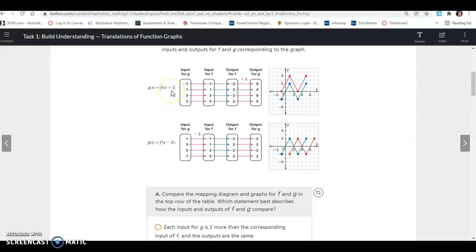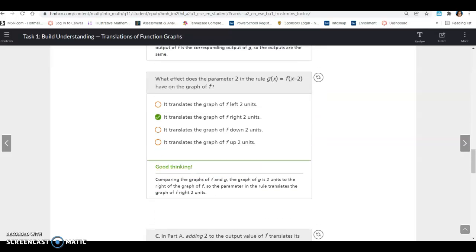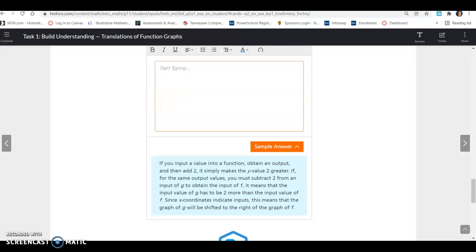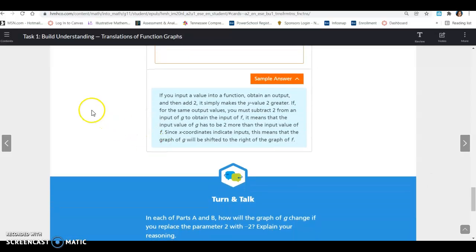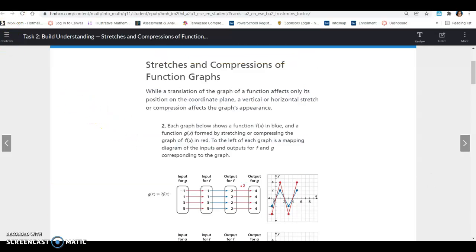So this one shifts it up 2 when it's plus 2, down 2 when it's minus 2. This one shifts it right when it's negative, and it shifts it left when it's positive. All right, if you have any questions on task 1, please let me know.